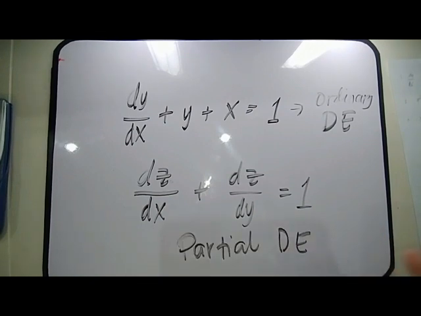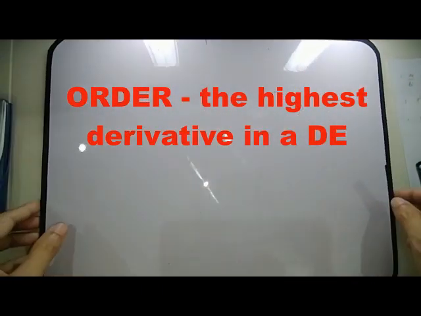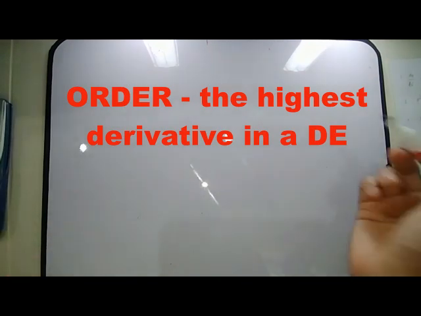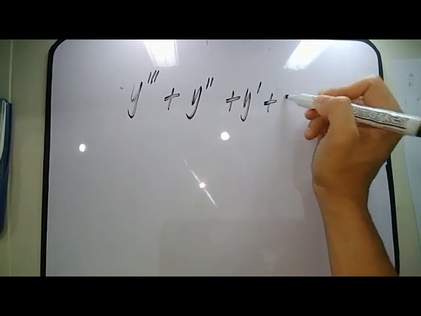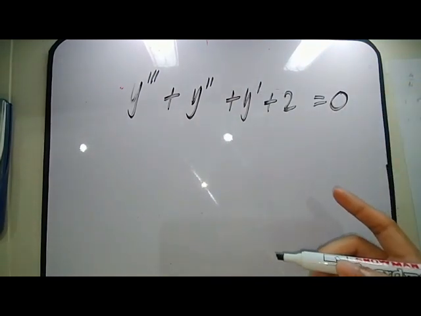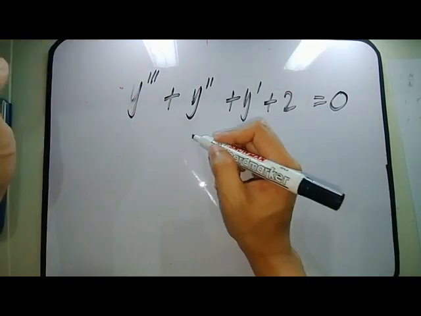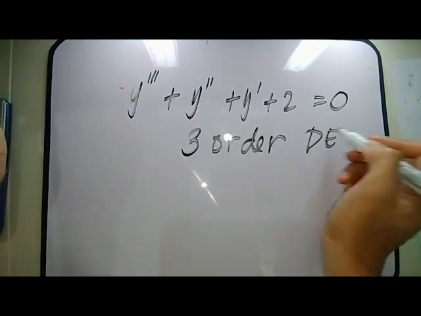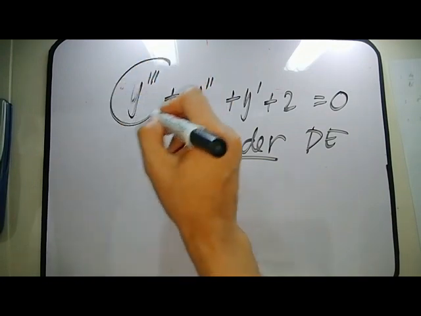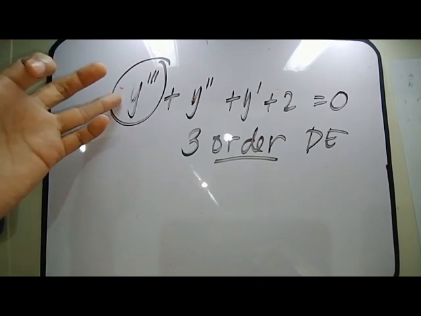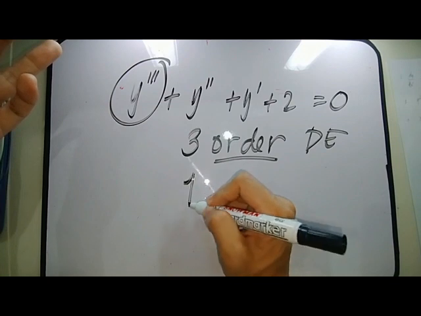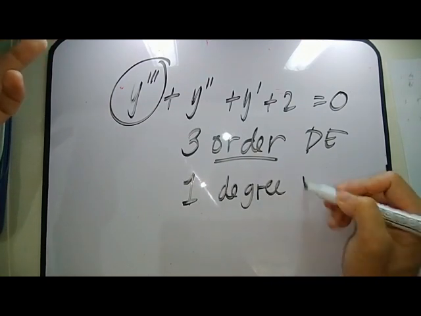And a differential equation, guys, is defined by its order and degree. So when we say order, it is the highest derivative in your differential equation. For example, we have here y triple prime plus y double prime plus y prime plus 2 equals 0. So here, we have a third derivative. Therefore, this is a third order differential equation. So order depends on your highest derivative. Then when we say degree, it depends on the exponent or power of your highest derivative. In this particular example, this is a first degree differential equation.